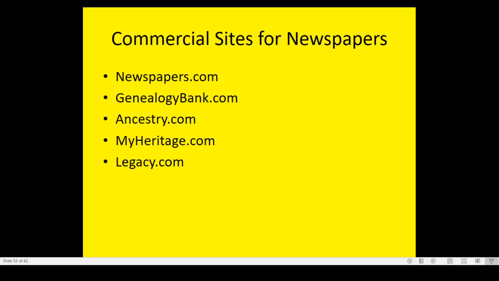So newspapers.com, that would be the next one I subscribe to. They've got a huge collection. Ancestry.com has a large collection also. If you subscribe to Ancestry, you can get into it. MyHeritage is the other one. Given a choice between Ancestry and MyHeritage, because I have European ancestors, I am leaning more towards MyHeritage.